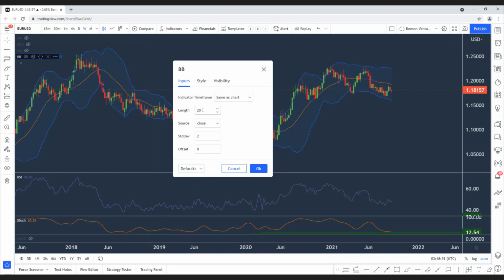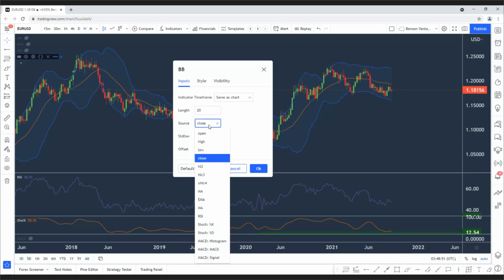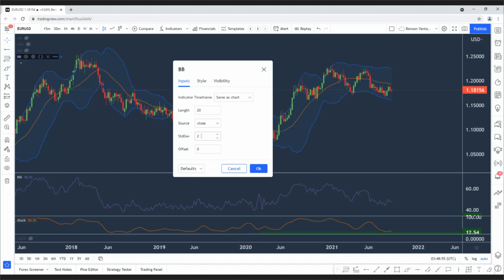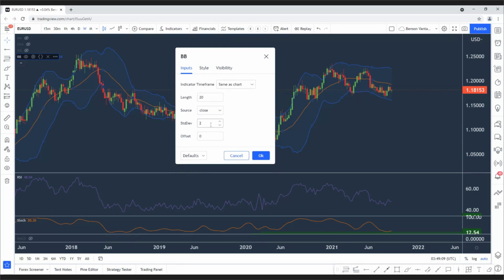you will have the length. This length is the simple moving average that we went through just now. We will use 20 for now. The source is referring to the price action. It will be on the close. Standard deviation, the best standard deviation would be 2. And the offset we put as 0.